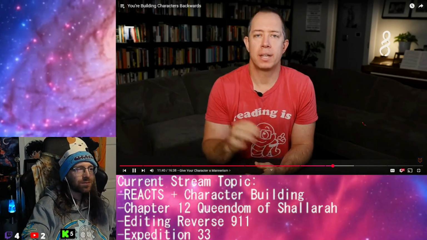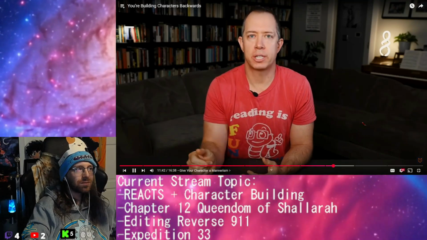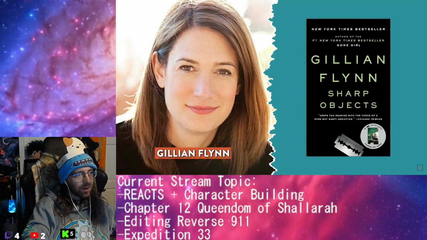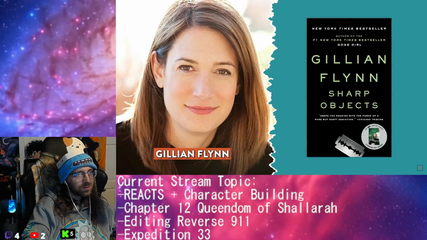Zero character building. It is an anonymous action that anyone could take. Your goal is to create a mannerism that reflects the deeper values and core belief systems of your character. So let's look at an example from Gillian Flynn, her book Sharp Objects. And we're going to look at this amazing mannerism the mother has.